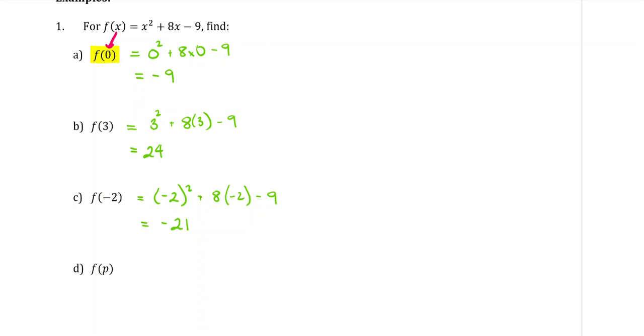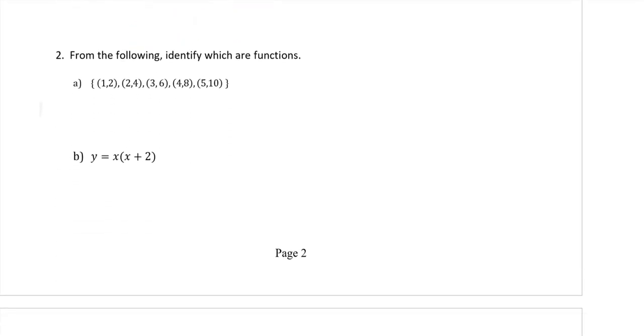And one more of these, we want to know f of p. That means we are replacing the x values with a p. So that will simply be p squared plus 8p minus 9. And since we don't know what p is, that's it. That's all we can do.